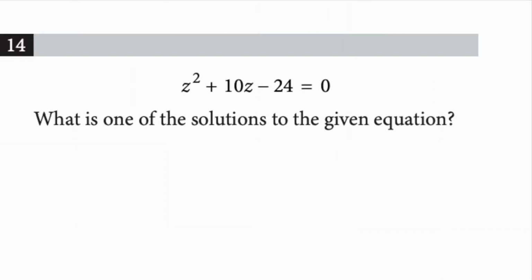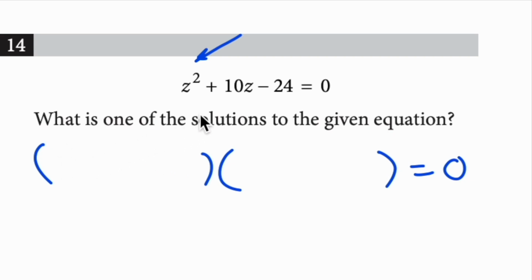z squared plus 10z minus 24 equals 0. What is one of the solutions to the given equation? So we have this squared. We can use factoring, or you can use the calculator mode 5-3, or you can use the general formula, but I prefer to use factoring because this is an easy question.